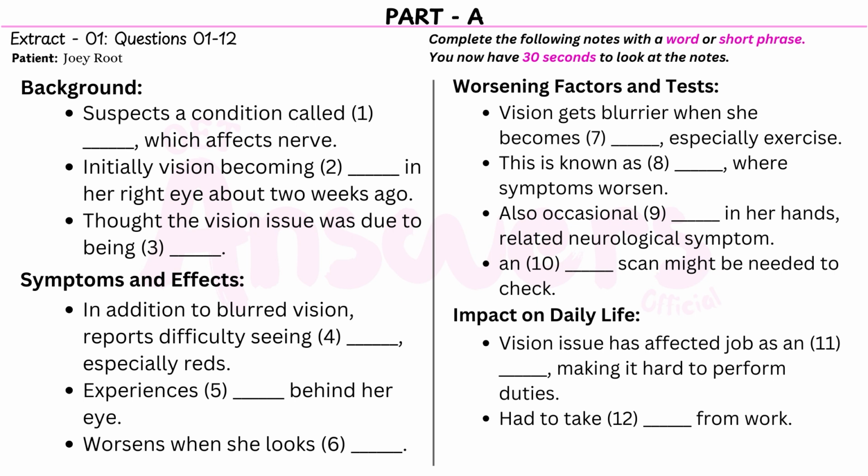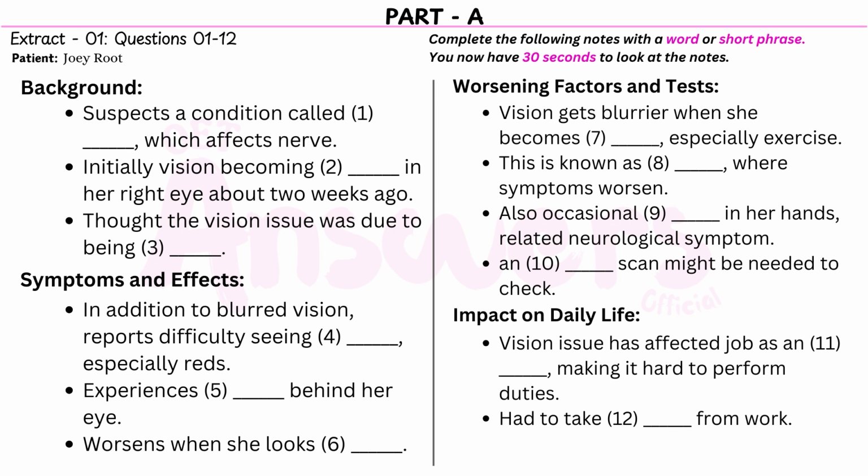Good afternoon, Miss Root. You've been referred to me because your doctor suspects you might have a condition called optic neuritis, which affects the optic nerve and can lead to vision problems. I'd like to get a clearer idea of what's been happening. Could you start by telling me about your symptoms? Sure. It all started about 2 weeks ago. I noticed my vision in my right eye was becoming blurry, almost like a cloud or fog over my eye.